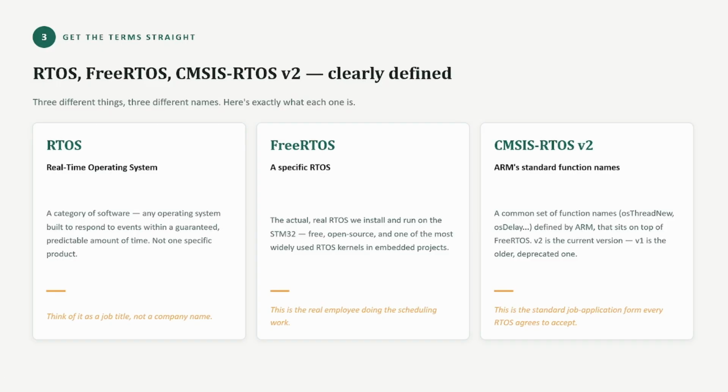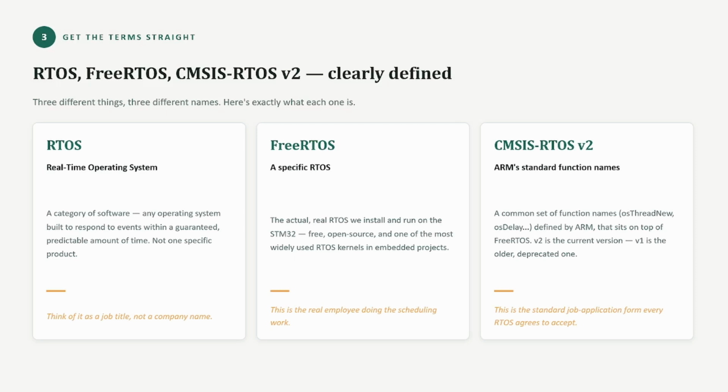Now three things: RTOS, FreeRTOS, and CMSIS-RTOS version 2, right? These are simply three different names. RTOS is real-time operating system. It's a category of software, any operating system built to respond to events within a guaranteed, predictable amount of time. It's not one specific product, it's a general term. FreeRTOS is a real example of an RTOS, a specific RTOS.